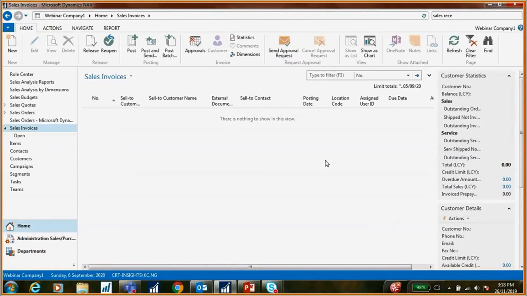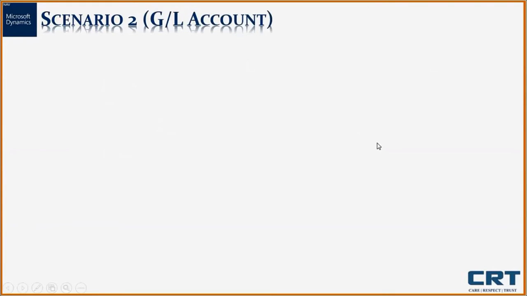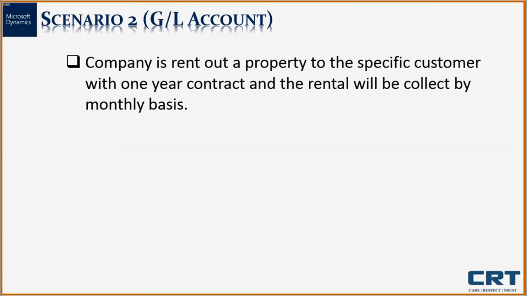So now let us go back to the PowerPoint slide to view the second scenario of today's webinar. In the second scenario, the company rents out a property to a specific customer with a 1 year contract, and the rental will be collected on a monthly basis. This means that the Kronos Group company rents out their property to a customer with a 1 year contract, and the rental income will be automatically and directly recorded into the chart of accounts. So we have to use the GL account as the type. Now let's go back to the Microsoft Dynamics screen and do the simulation together.